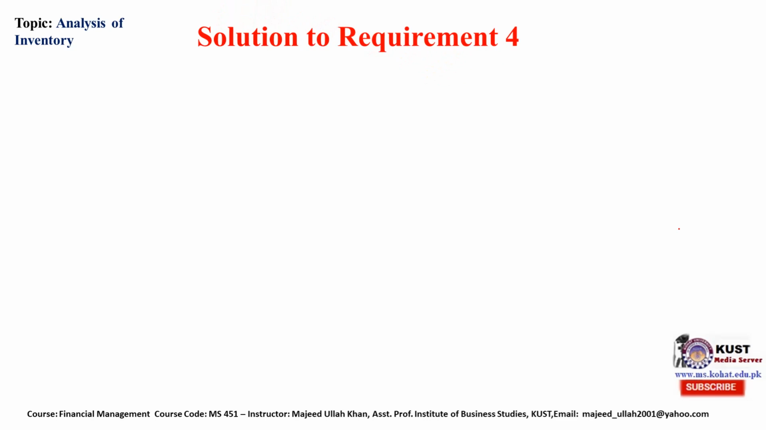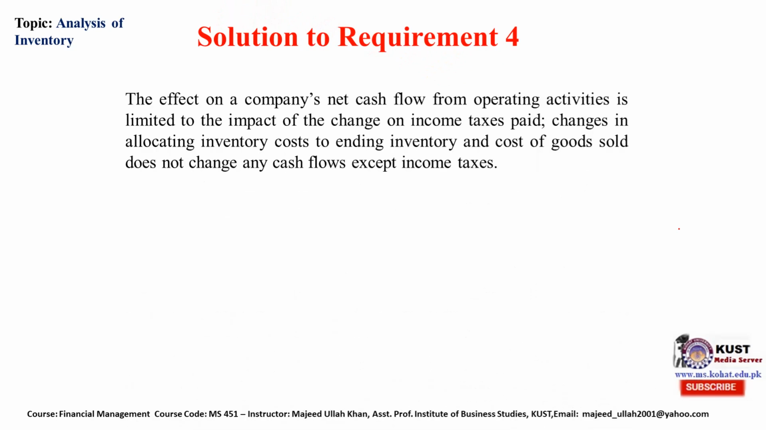Requirement number 4. What would happen to the net cash flow? According to the LIFO method, net cash flow from operating activities is limited to the impact of changes in the income tax paid. Changes in allocating inventory cost to ending inventory and cost of goods sold do not have any change in the cash flow except in income taxes. Only income tax will change the cash flow.